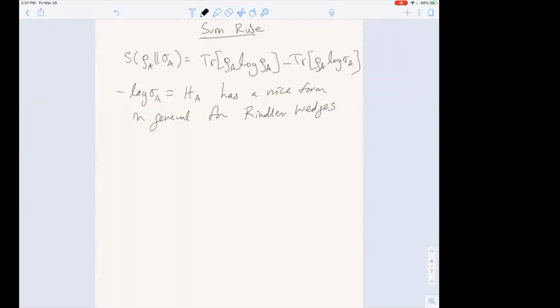In particular, the form for a Rindler wedge, if my Rindler wedge goes from x^+ equals 0 out to infinity, the modular Hamiltonian just takes a nice form, which is the boost generator of that Rindler wedge. I should say, when I write this formula, there's a vacuum subtraction that has been done, which will be important in a few minutes.